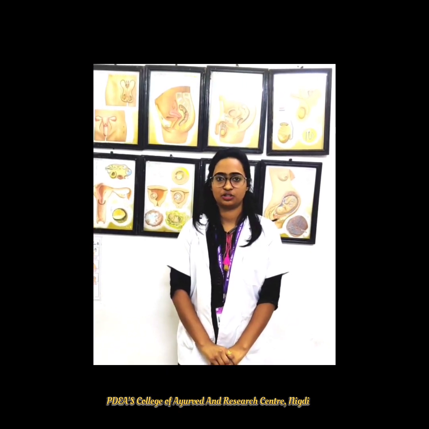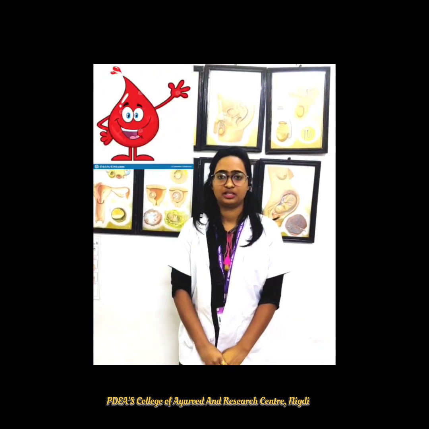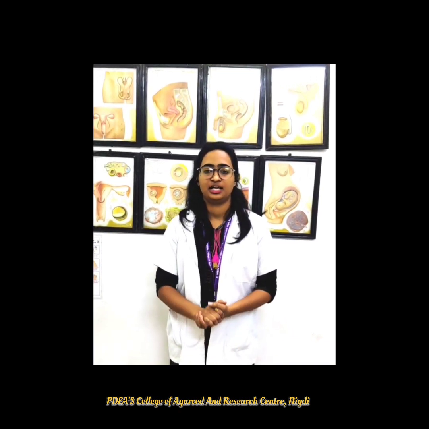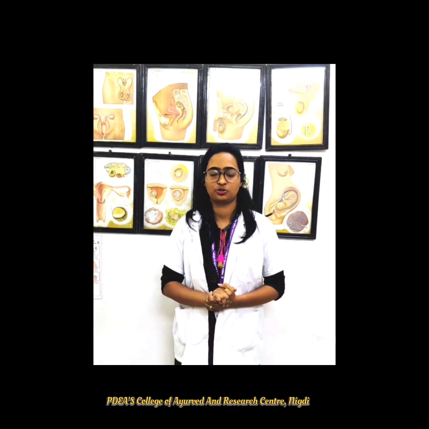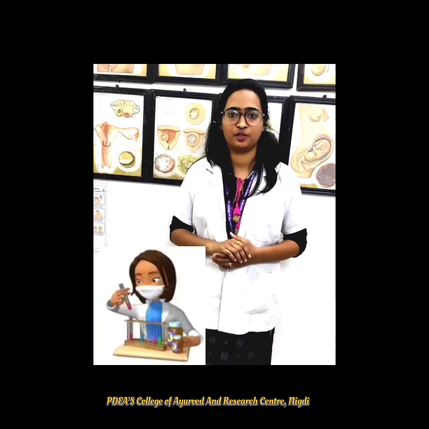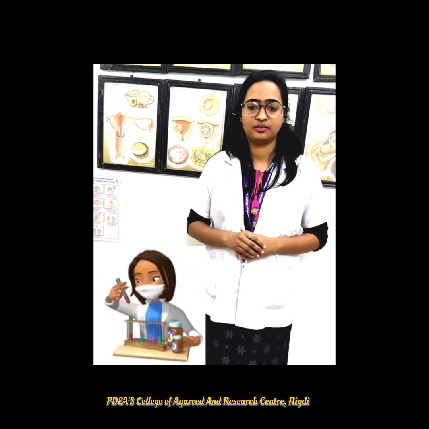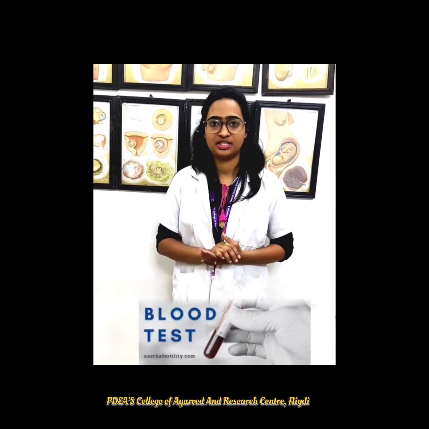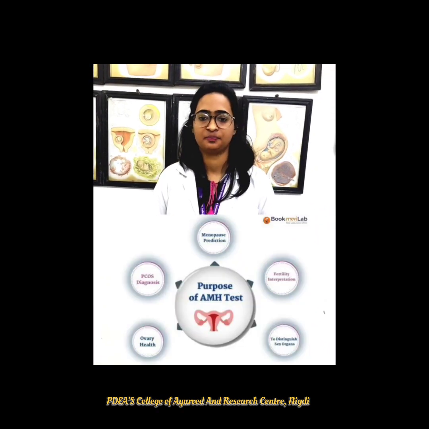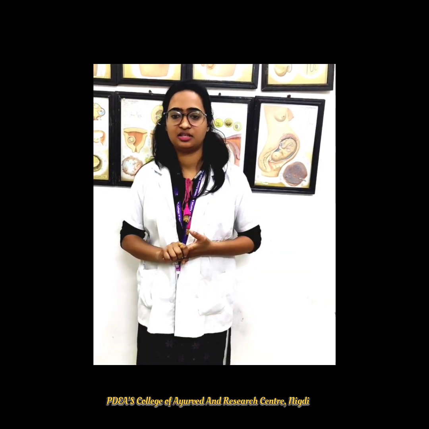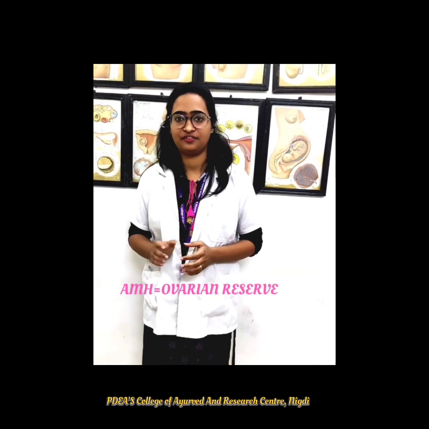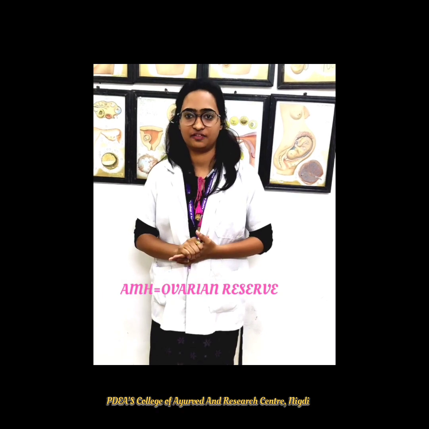This was all about semen. Now for blood. For sexually transmitted diseases, HIV, VDRL and HBsAg tests should be done. This was all about male investigations. Now for female. First organ is ovary. For ovary, AMH, that is anti-Mullerian hormone test is done. It tells how many eggs are left in the ovaries, that is ovarian reserve.